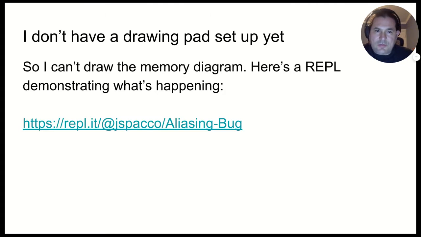Okay, so I don't have a drawing pad set up yet. So I wanted to draw the memory diagram, but I didn't. But I did sort of turn this into a REPL. And basically, to prove that it's the same array every time, I went and printed out the hash code. And it's true that identical objects always have identical hash codes, but it's possible for different objects to have the same hash code. You could tinker with the code and call the equals method on any pair of those values that are in that map. It's all the same array every single time.